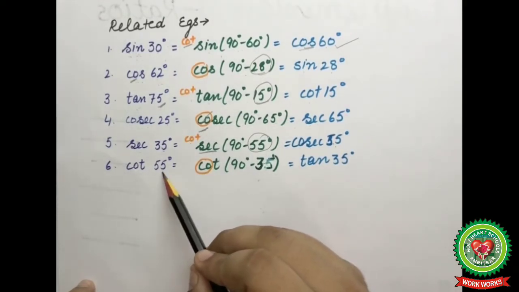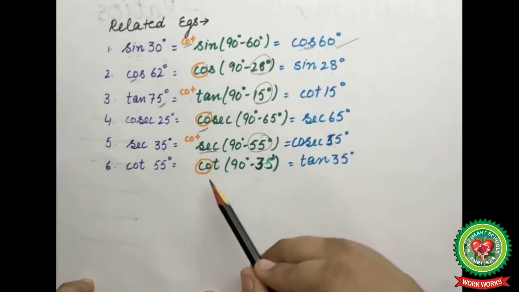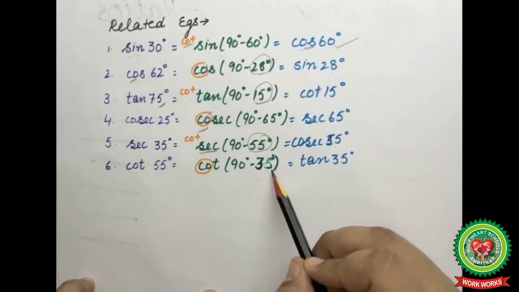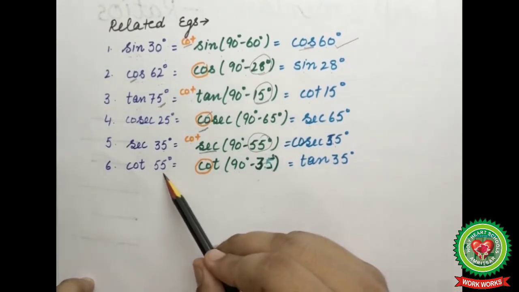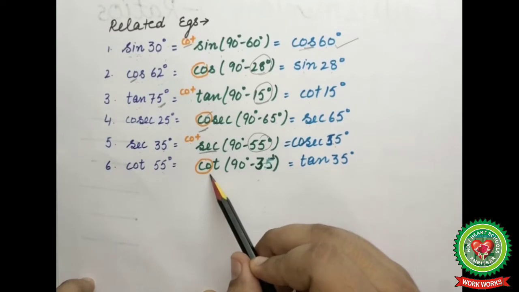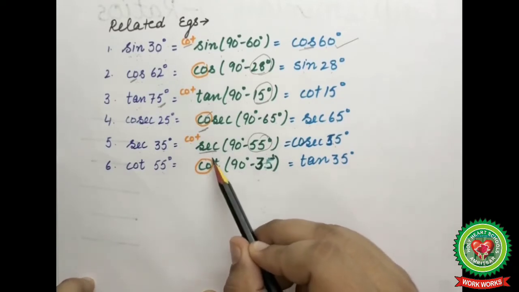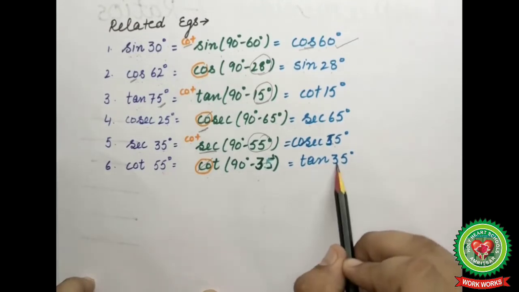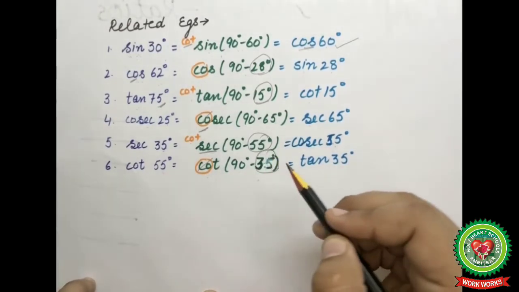Now the last example that we are going to discuss is cot 55 degree, which will be equal to cot 90 degree minus 35 degree. That is the complement of 55 degree. And in this given T ratio, co-word is there. So we are going to remove this co-word. So we'll get the answer as tan 35 degree.